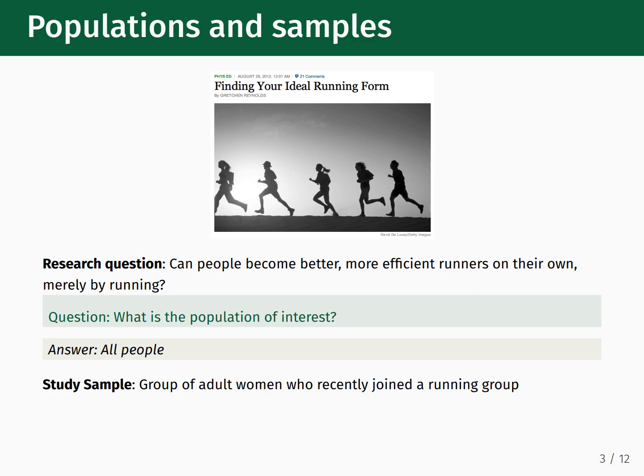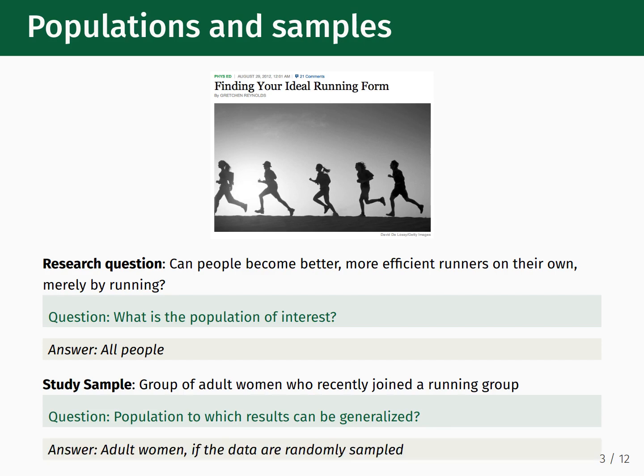Now, ask yourself, based on the sample characteristics, what is the population to which the results can be generalized? The answer would be adult women if the data are randomly sampled. So, as constructed, the study sample does not allow us to infer the answer to the research question as it is not representative of the full population. Yet, as you might guess, this doesn't mean people won't go ahead and make unwarranted conclusions anyway.